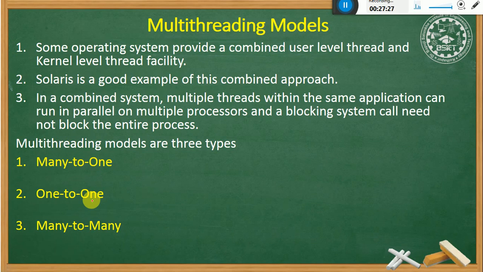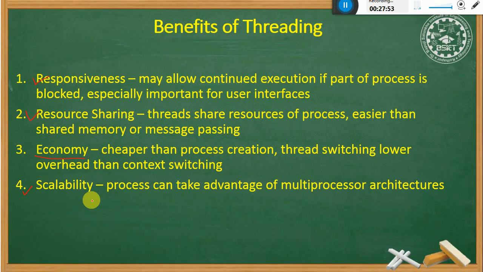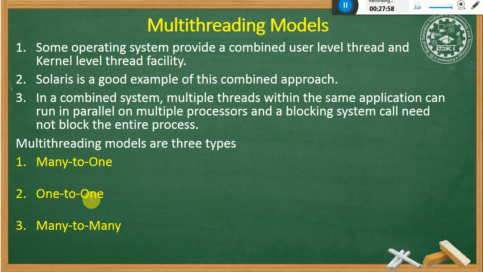So we have a single thread and multiple thread approach. Then we have 2 types of threads: user level thread, which runs in the user area, and kernel level thread, which runs in the kernel area. And then we have 4 benefits of threading: responsiveness, resource sharing, economy and scalability. So these are the 4 benefits of thread.